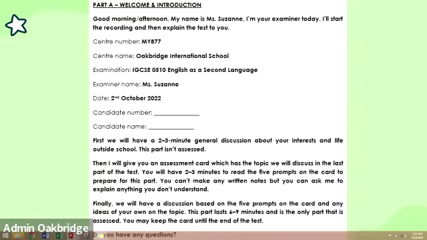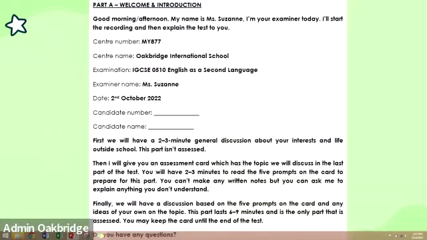Okay, and as you can see at the bottom, there are words in bold, right? That is the part where the examiner will tell you about what is going to happen throughout this speaking test. They will tell you in detail about what is going to happen in the next few parts. And once they have explained everything, they will ask you whether you have any questions.